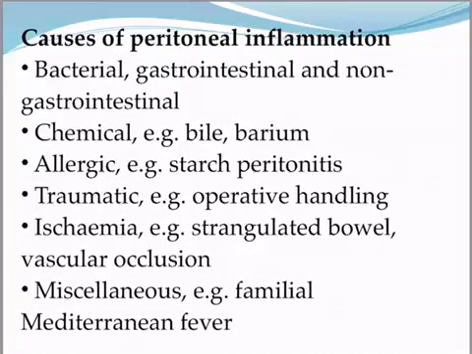Causes of peritoneal inflammation or peritonitis are summarized in the following. The most common cause, as we said, is bacterial, and the source of bacteria is gastrointestinal and non-gastrointestinal from translocation. Chemical peritonitis like bile, gastric acid, or barium. Allergic peritonitis like starch peritonitis. Traumatic by operative handling. Ischemia by strangulated bowel or vascular occlusion. In addition to familial peritonitis and Mediterranean fever.